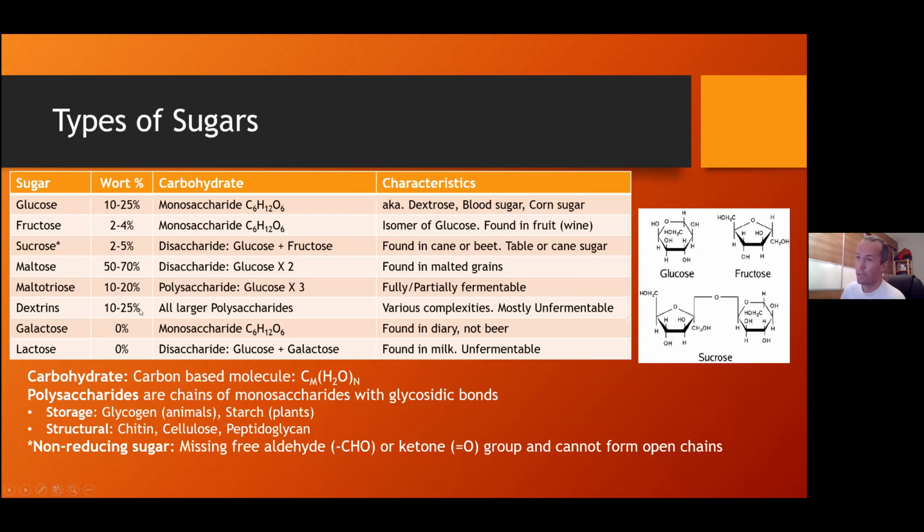There are other sugars I thought I'd just mention here. Galactose, you don't get that in beer. You find it in dairy, but you also get it in human blood. And if you take galactose and glucose, then you get lactose, which is unfermentable, as we all know. Dextrins are your larger ones, and you can imagine them like a really long chain.